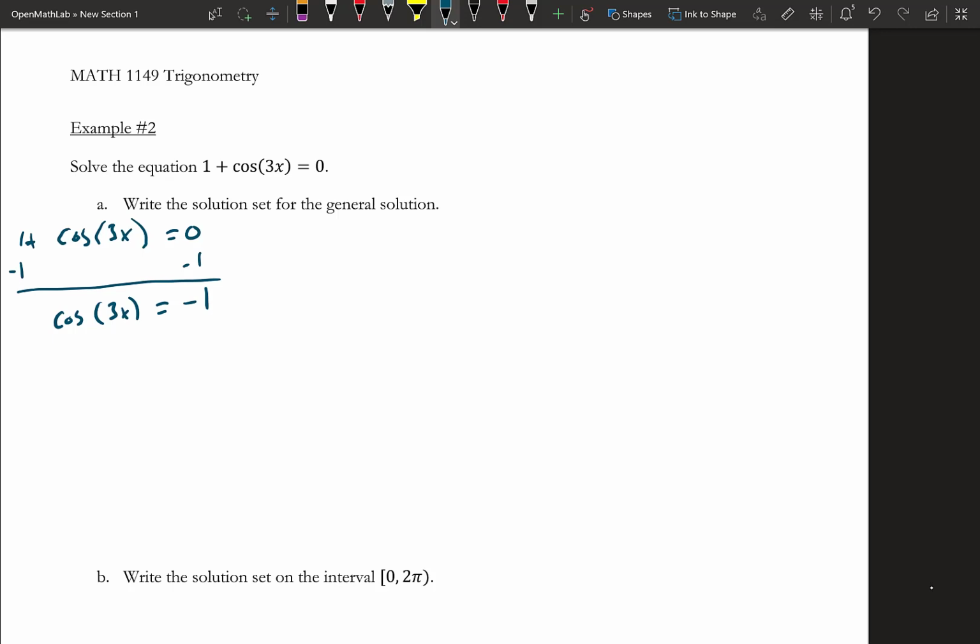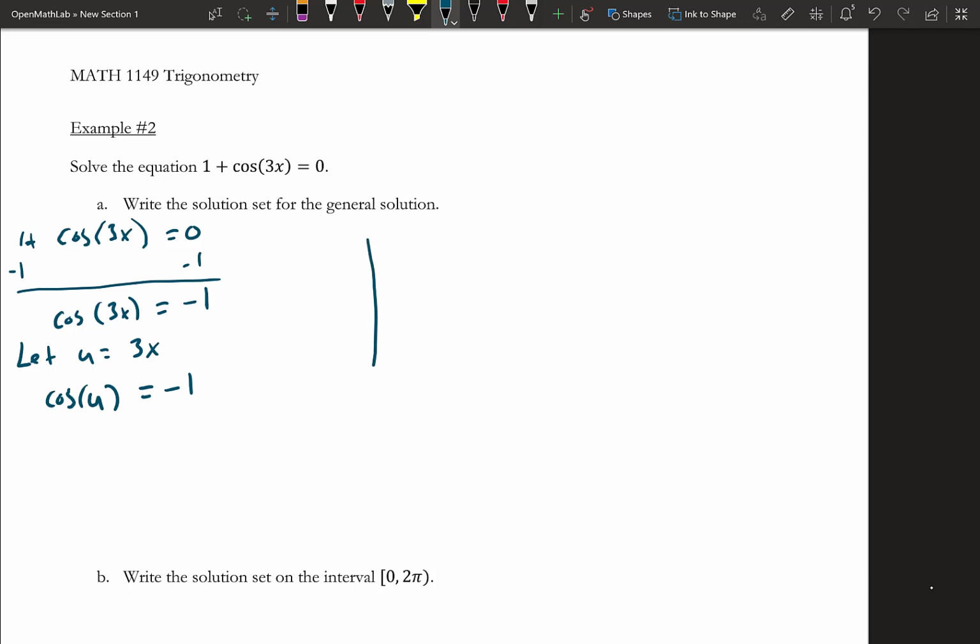So what we can use is what's called u substitution. I can just say let u equal 3x, and that would give me cosine of u equals -1. That just makes it a little easier to solve now, because I just have cosine of a variable equals -1. Well, we can think through and figure out what that solution would look like.